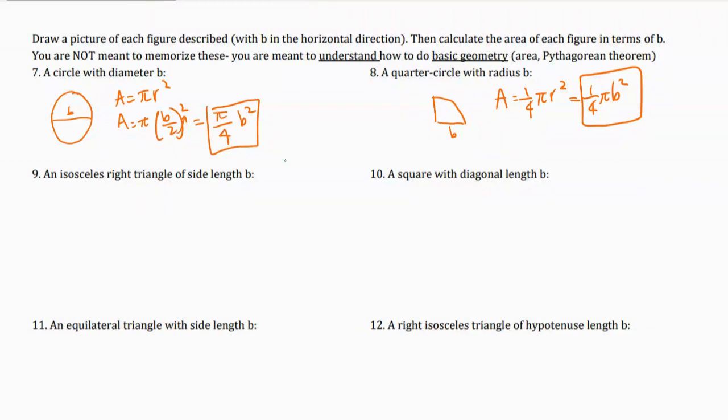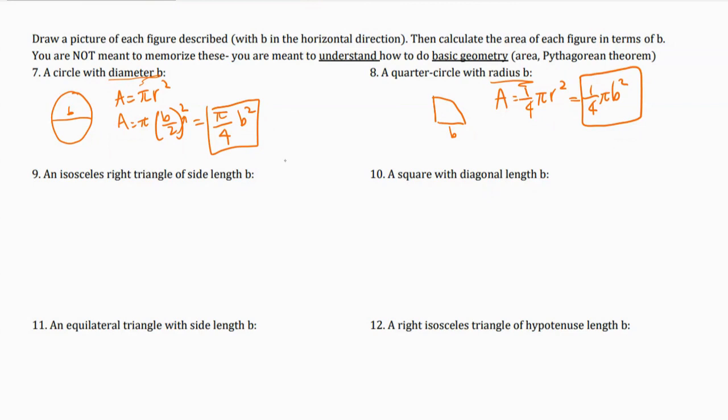An isosceles right triangle of... Okay, I should go back. The reason I'm saying it's not always the same is because I said a quarter circle with a radius of B. In this case, the diameter was B, and it was a full circle. And just based on the math, it ended up being the same answer. But it's not like every circle thing I give you with B is going to be pi over 4 B squared. If I gave you a semicircle with a diameter B, I would not get this answer. Or if I got a semicircle with a radius of B, this would not be the answer.